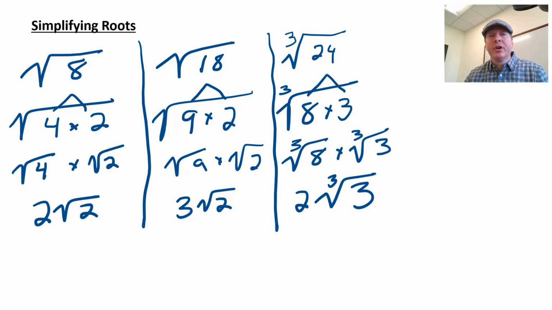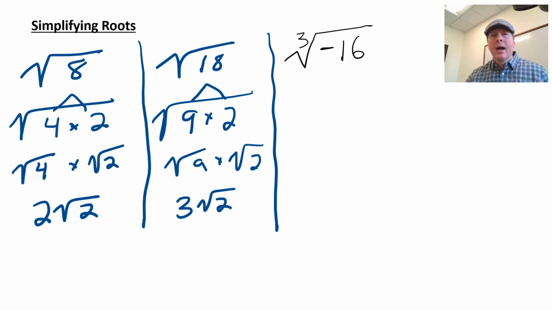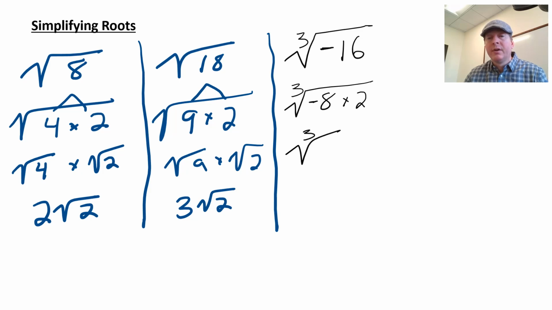And one last example here. Let me do a little erasing. How about the cube root of -16? Well, is 16 divisible by any number that is a perfect cube? Yes, 16 is also divisible by 8. 8 is a perfect cube. So the cube root of -16 is the same thing as the cube root of -8 times 2. The cube root of -8 times the cube root of +2. So that's what? -2 times the cube root of 2.